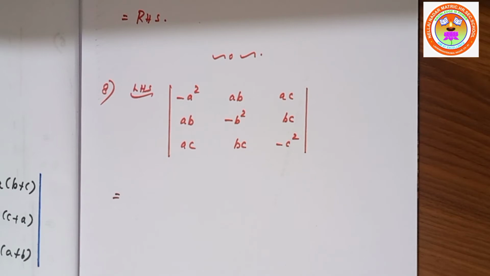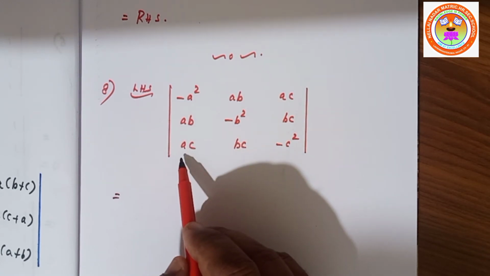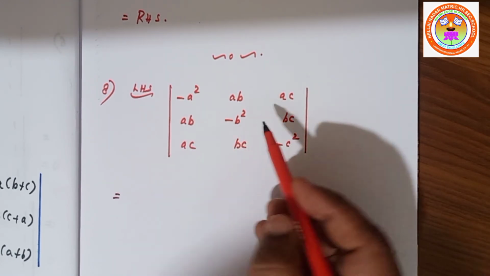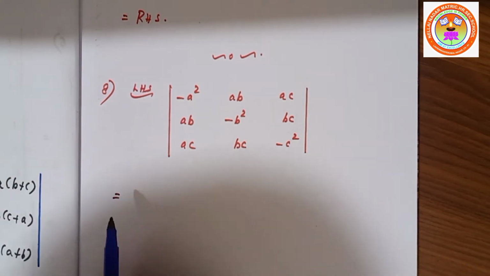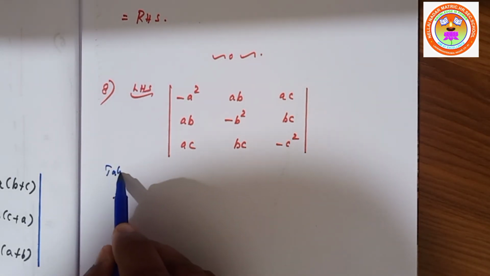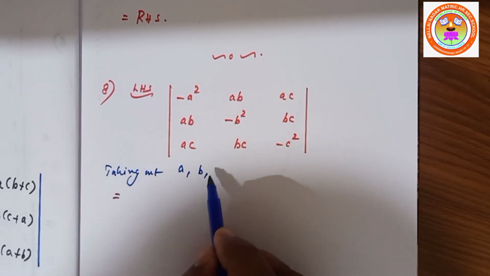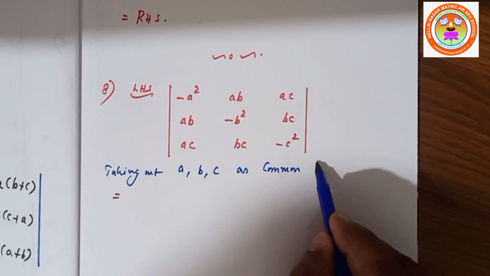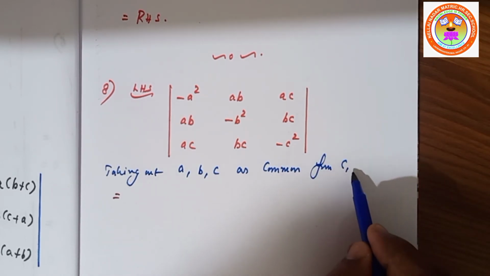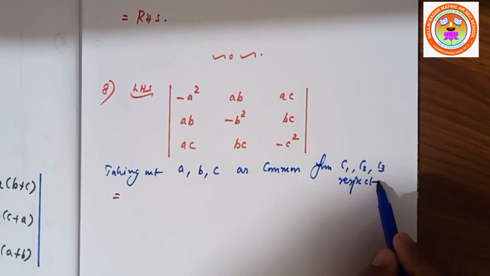Okay, in the first column or first row, we can take A as common. Look at that, A squared, A, AC, AB, AC. So you can take A as common. For your reference, I write over here, taking out A, B, C as common from C1, C2 and C3 respectively.